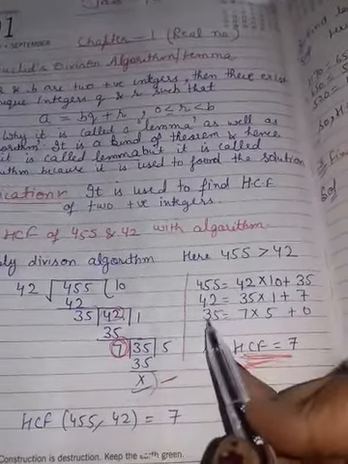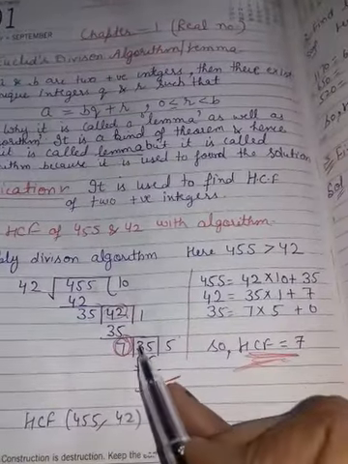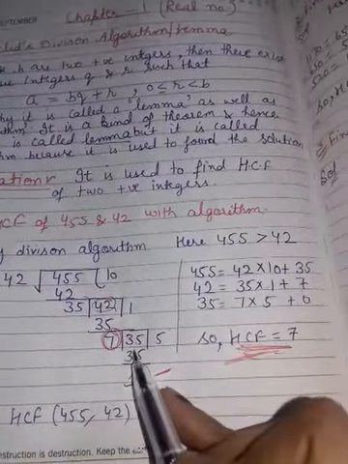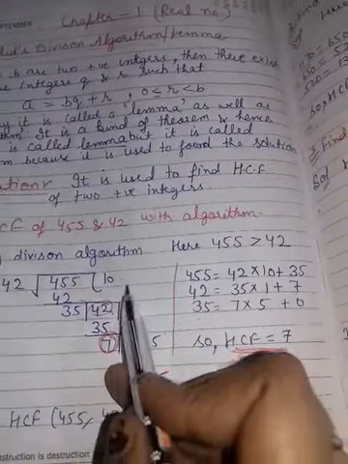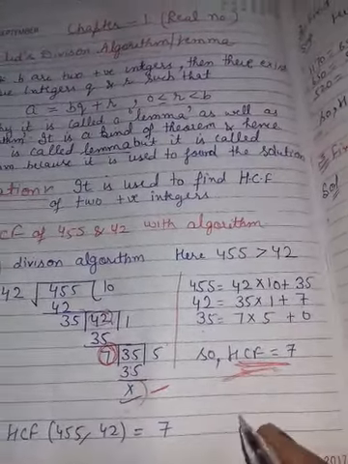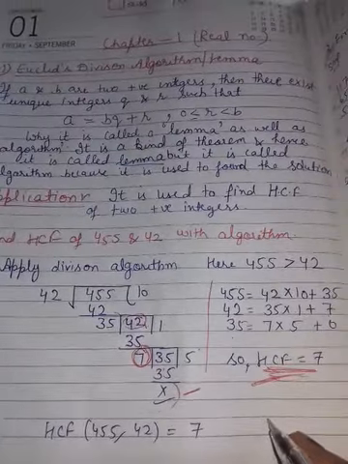How many steps will be made? It depends on how many times you keep it as a dividend. Dividend is equal to divisor into quotient plus remainder. Proceed it. I hope you are getting it. This is a very easy process.